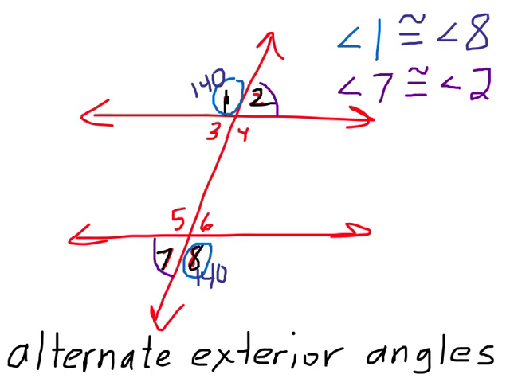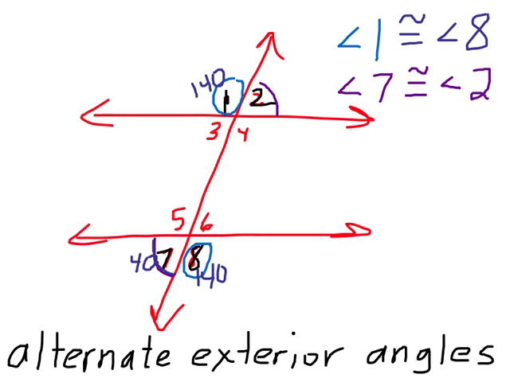Now, if 1 and 8 are congruent, because they're alternate exterior, and both are 140, we can figure out what 7 is, can't we? Because 140 plus something, this is all going to be supplementary on one side of the line. I'm talking about this line right here. On this one side, you have 180. It's a half circle. So that means that this right here, 140 plus 40, makes 180.